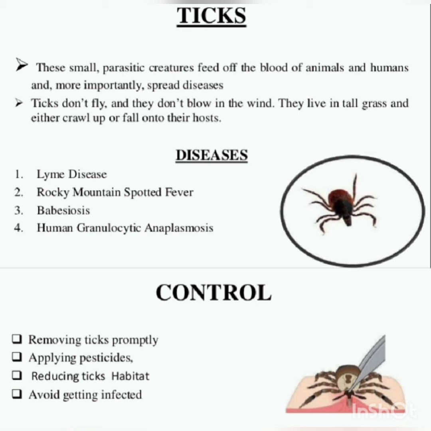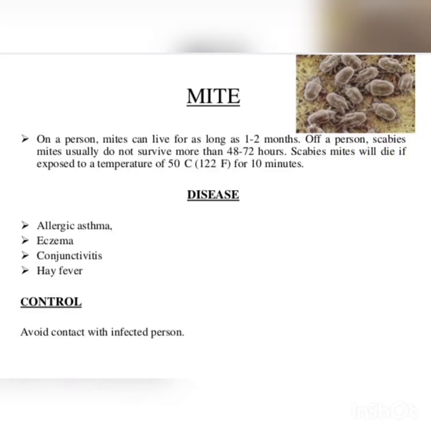So when they fall onto the host, they start sucking the blood and they cause some diseases such as Lyme disease, Rocky Mountain spotted fever, babesiosis and human granulocytic anaplasmosis. So you can control the tick vectors by removing the ticks promptly, applying pesticides and reducing the tick habitat. Actually, they grow in grass, so avoid the growth of grass around your residence and avoid getting infected from ticks. So next type of vectors, they are called mites.